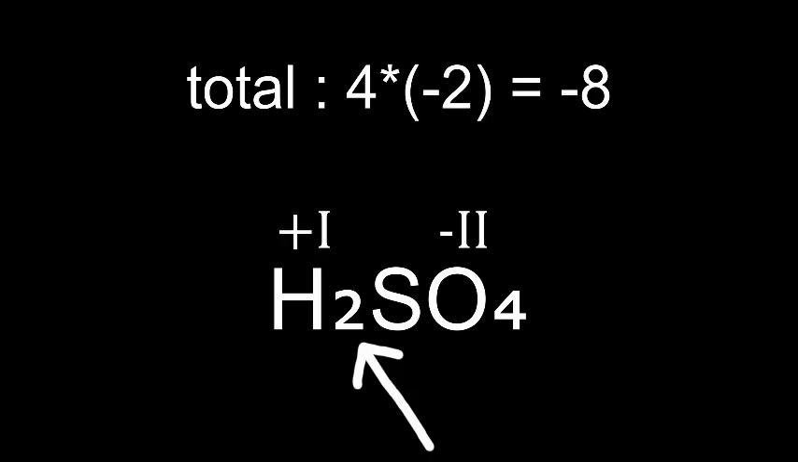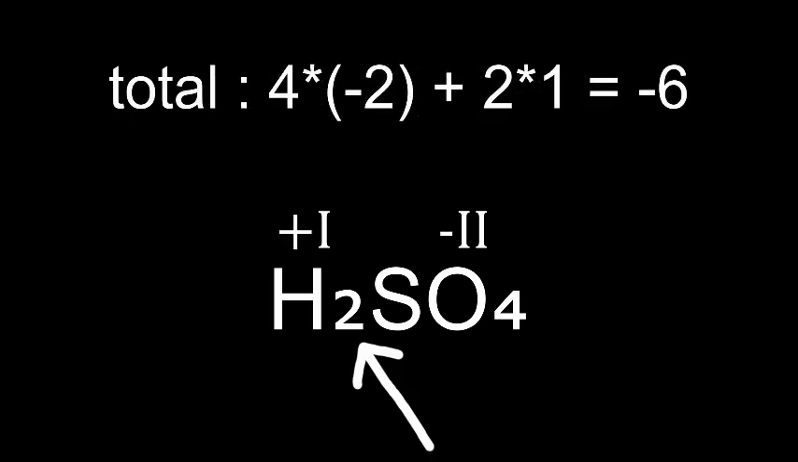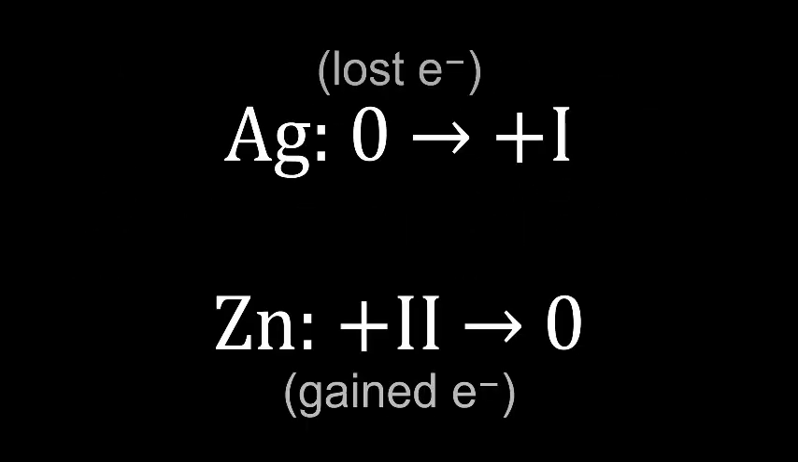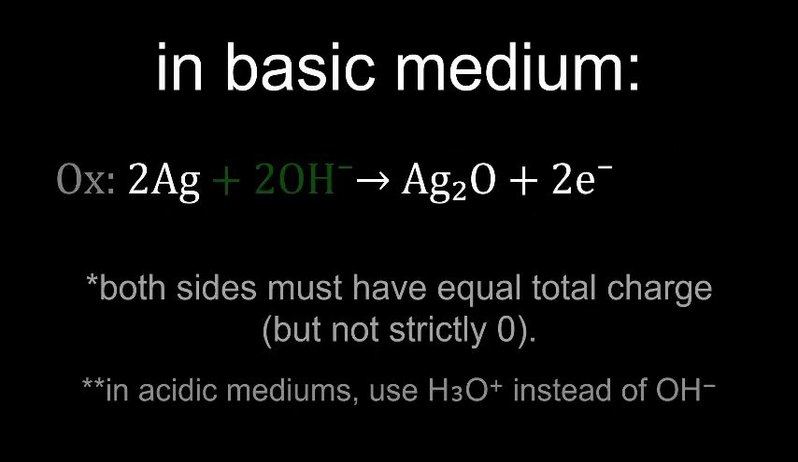For example, in sulfuric acid, we have 4 oxygens, which totals -8. We have 2 hydrogens, which brings the total to -6. And since the whole molecule is neutral, sulfur must have an oxidation number of +6. Just by looking at the oxidation numbers of reactants and products, you can deduce the flow of electrons, which gives you these equations. If redox reactions happen in acidic or basic solutions, you can balance out the charges with ions and fix the stoichiometry with water.